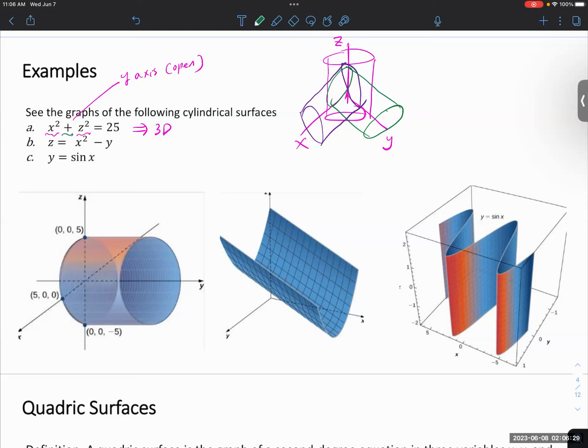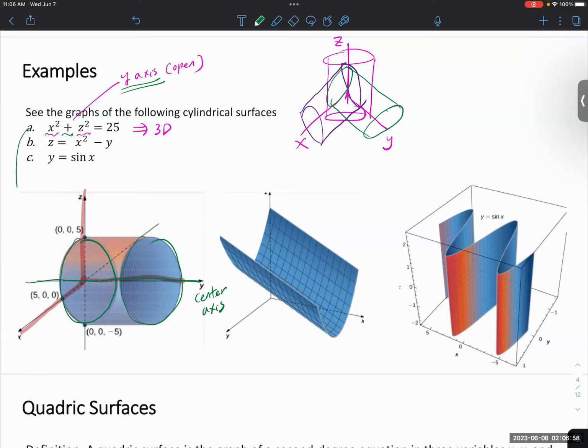So we have x, y, z right there. We have x, we have a y, and z. So exactly, the y-axis is open because that's my center. And then you can find the other intercepts, 5 and 5, on each of x and z. So this is going to be the image of x squared plus z squared equal to 25.